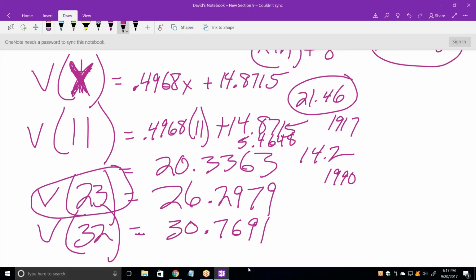Okay, and then the last one is probably going to be 30.77.